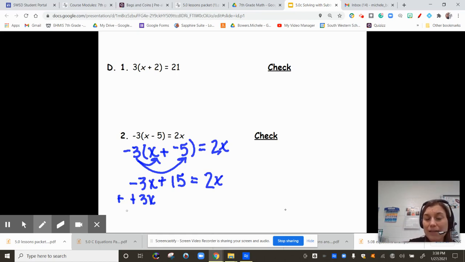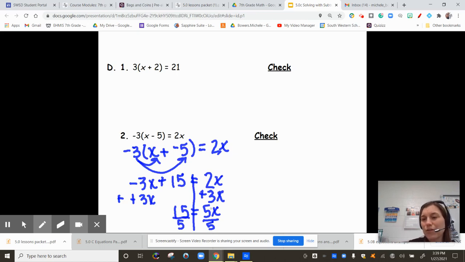So now that eliminates the 3x over here, and I'm adding because the opposite of -3x is positive, so I add a 3x to both sides. And that means that on the left here, I have 15, because the other term is gone, and on the right, I have 5x. And now all I have to do is divide by the coefficient. When you get to the point where you have a constant on one side, which is just a number, and you have a variable term on the other side, like a variable with a number in front of it.